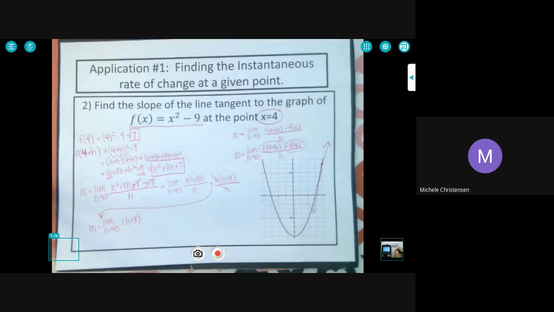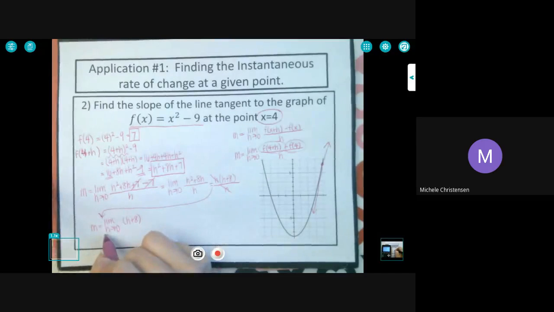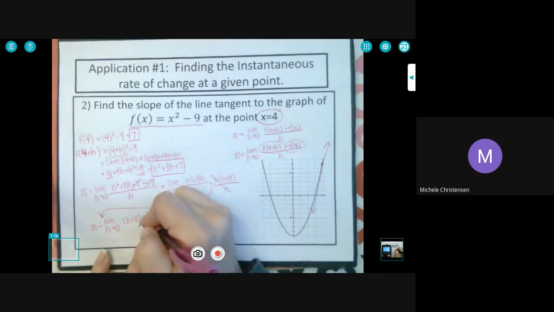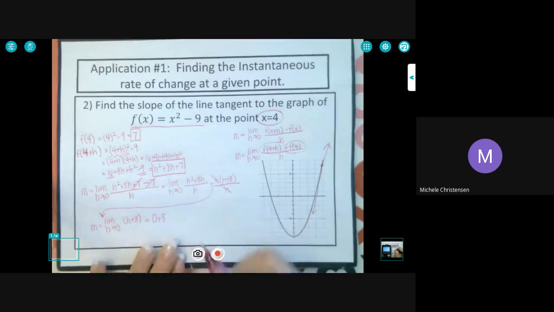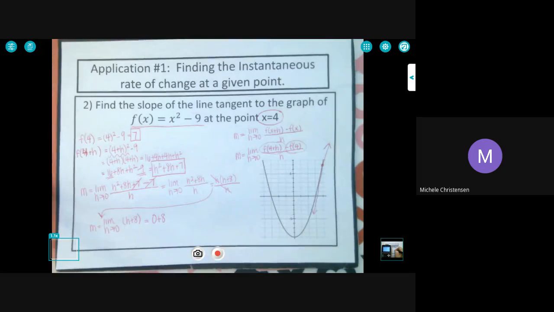So now in order to evaluate this, remember when we algebraically did limits all the way back at the end of Unit 1, we can just take whatever limit we're trying to find and we can directly substitute that in. So that means we're just doing 0 plus 8. We're plugging in 0 anywhere that we see an h. Okay, but you want to make sure that your expression is fully simplified before you do that. Because if you tried to plug it in somewhere up here, you're going to get that it's undefined because you'll have 0 on the bottom.